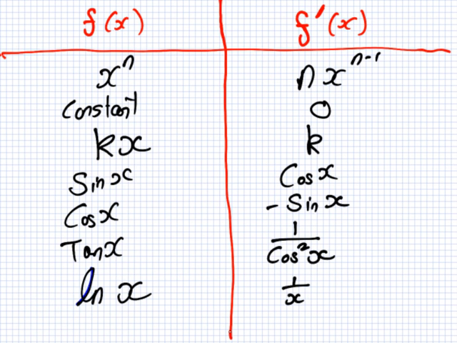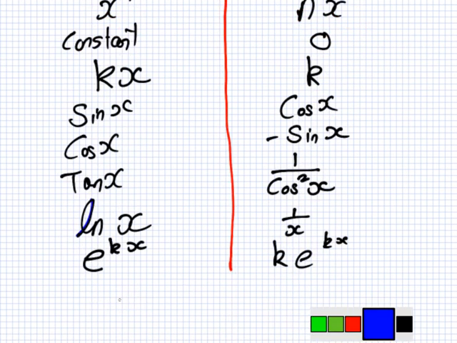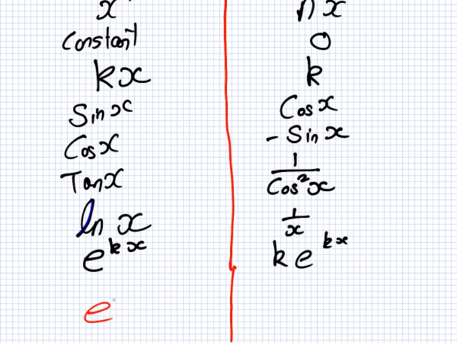And finally, we'll say something like e to the kx. Does anybody know this one? Almost. It's k e to the kx. Now, it is actually interesting to note that if the k was 1, you would have e to the x and its derivative is e to the x.